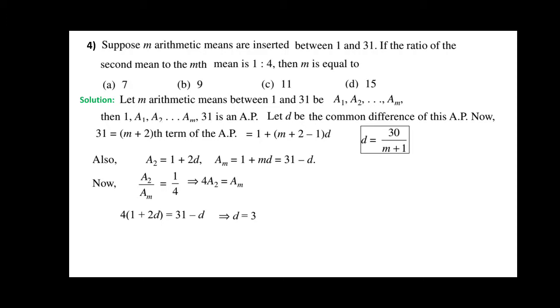Now we can replace d equal to 3 in d is equal to 30 by (m plus 1) to find the value of m. Therefore 30 by (m plus 1) is equal to 3. Now we have 30 is equal to 3 into (m plus 1). By simplifying, 3m plus 3 is equal to 30. So 30 minus 3, that is 27, is equal to 3m. Therefore m is equal to 9. m is equal to 9 is the answer. Therefore the right option is B.